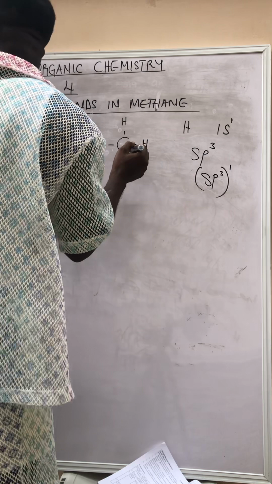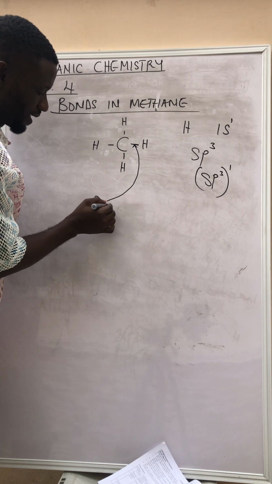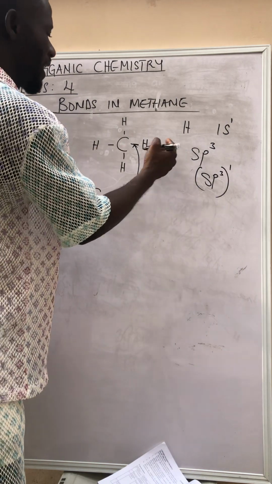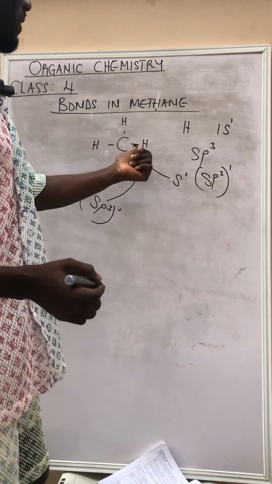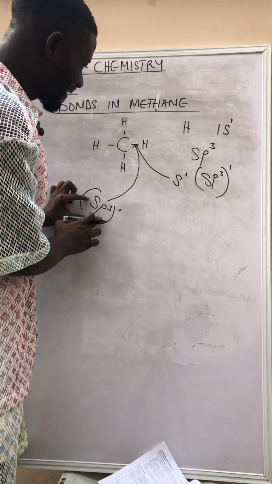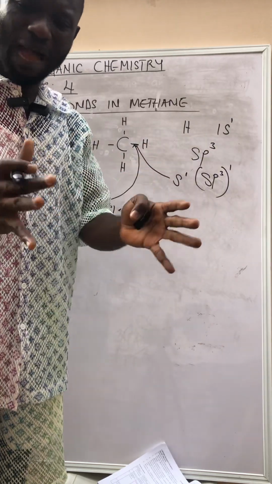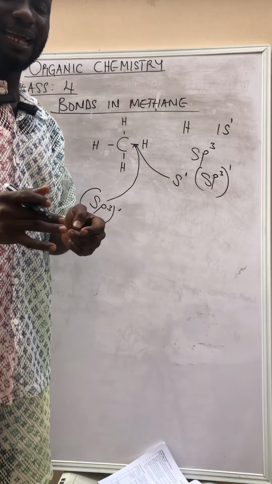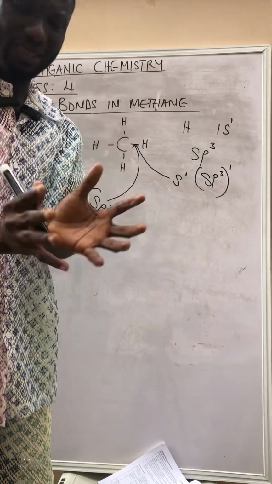Now here we have this as sp3 contributed by carbon atom. We have s1 contributed by hydrogen atom. But because the sp3 and the s orbital here, both of them are placed linearly in this bond. They are placed linearly. And we said that a sigma bond is the linear overlapping of orbitals.